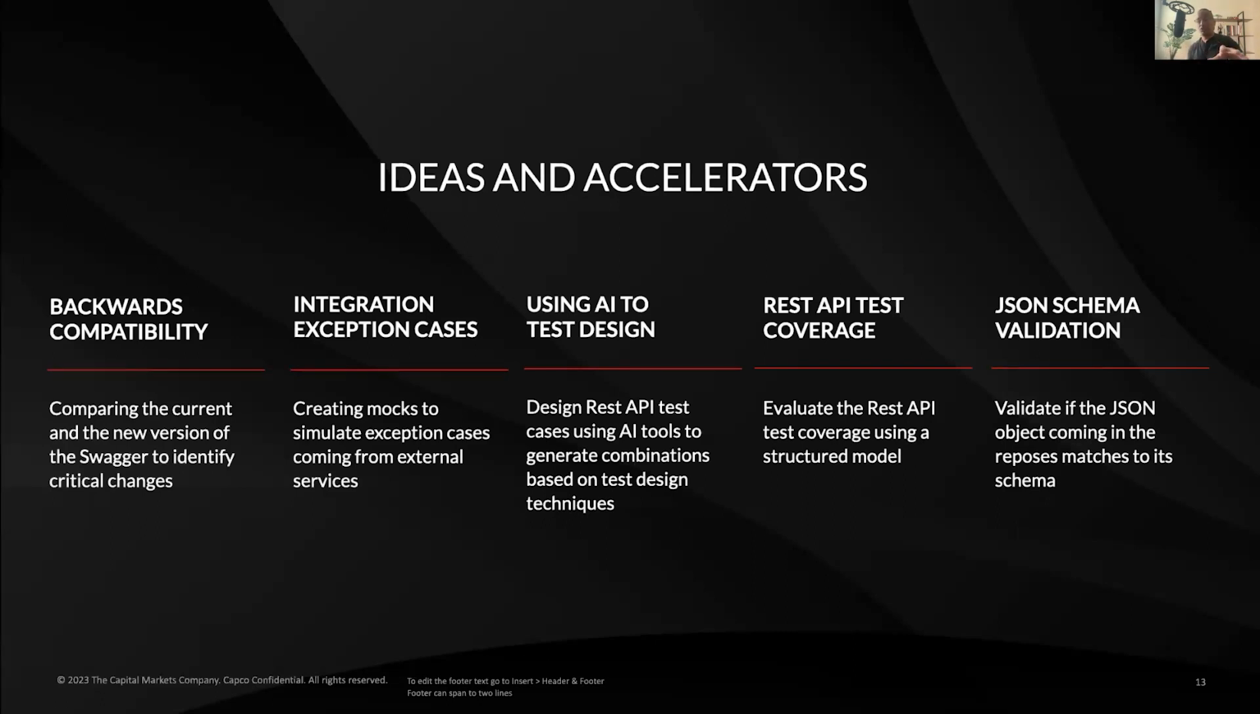So today we are going to talk about 5 items, 5 ideas and accelerators that can help you create better tests for your REST API. Okay? So the first one is backwards compatibility, how to test it. Integration exception cases, how to simulate the other services providing some errors, so we can test these scenarios. How to use AI for test design on APIs, which is more an idea than a practical situation that I've been using so far.